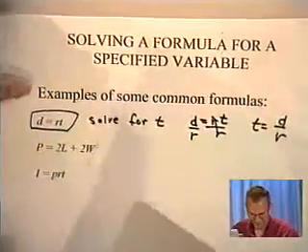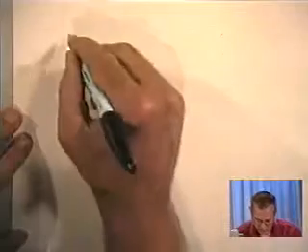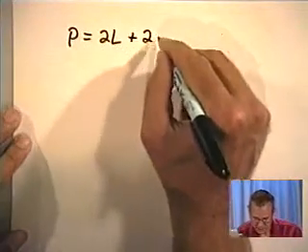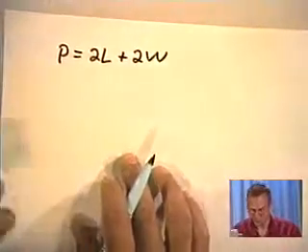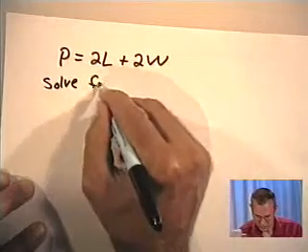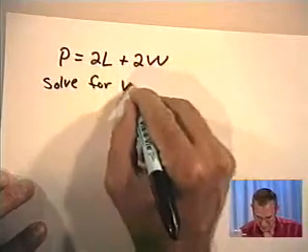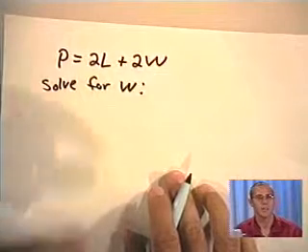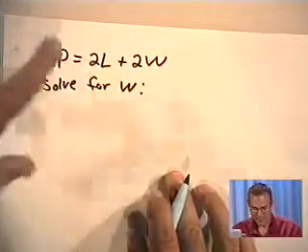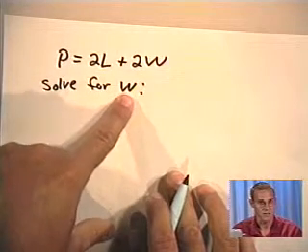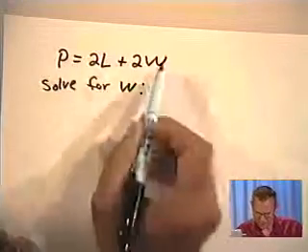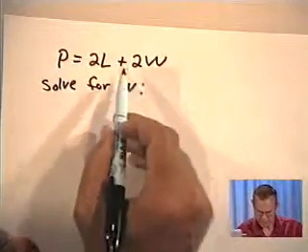Let's look at that second one. I'll rewrite it. Perimeter equals 2 lengths plus 2 widths. Let's pick a letter. How about we pick W? I could very easily have picked L. But we want to solve this equation for W. Again, what does solve mean? It means get the W on one side of the equal sign, everything else on the other.